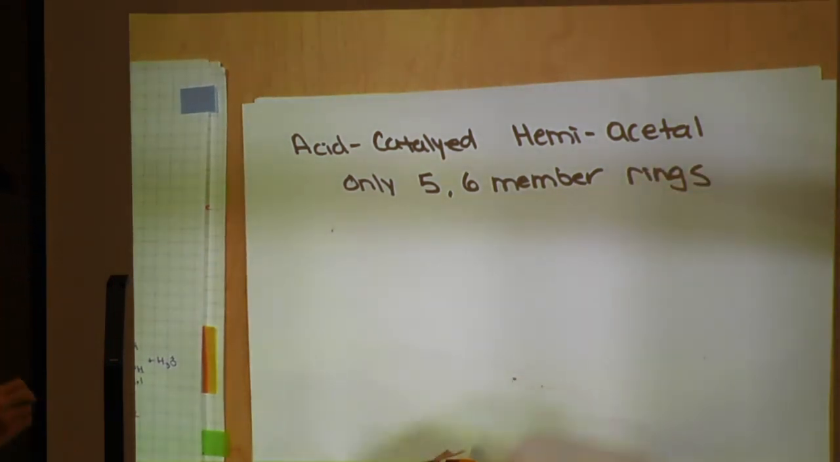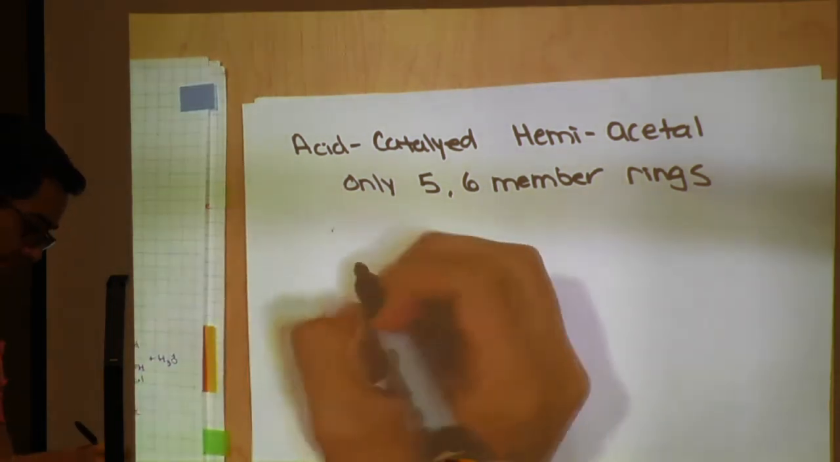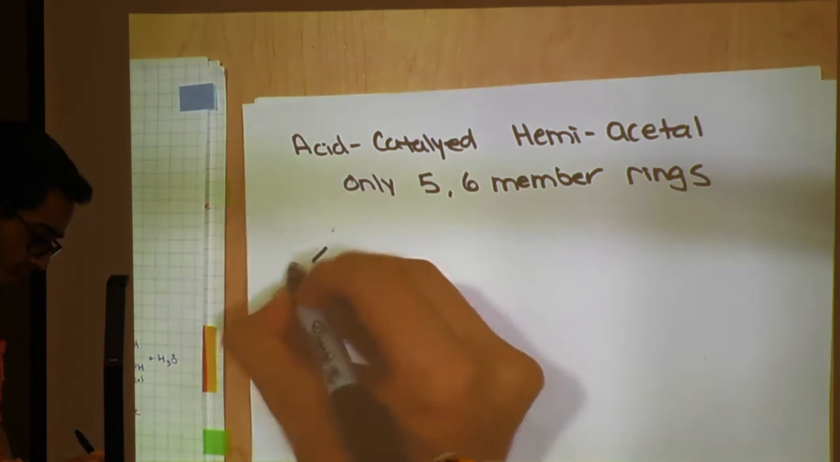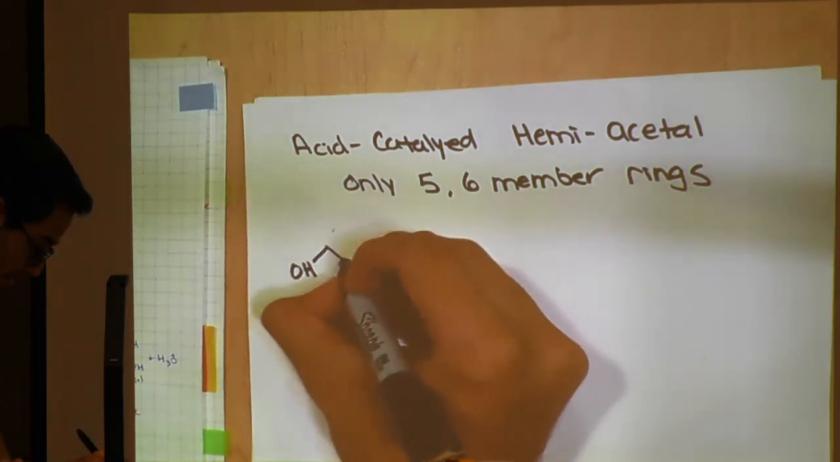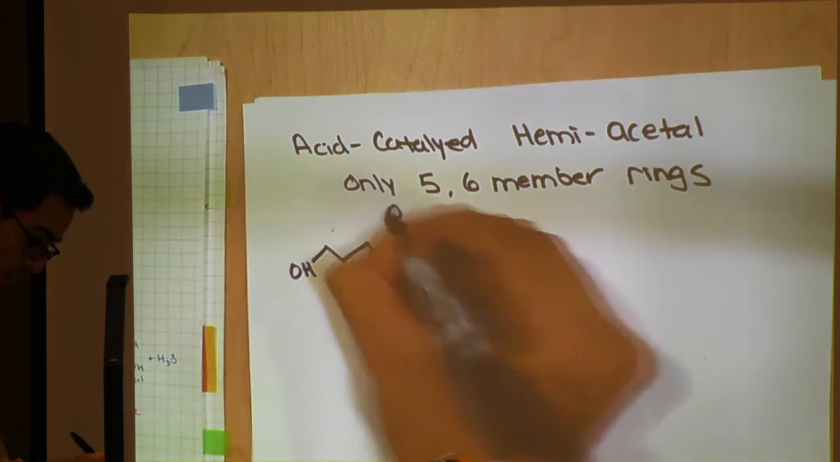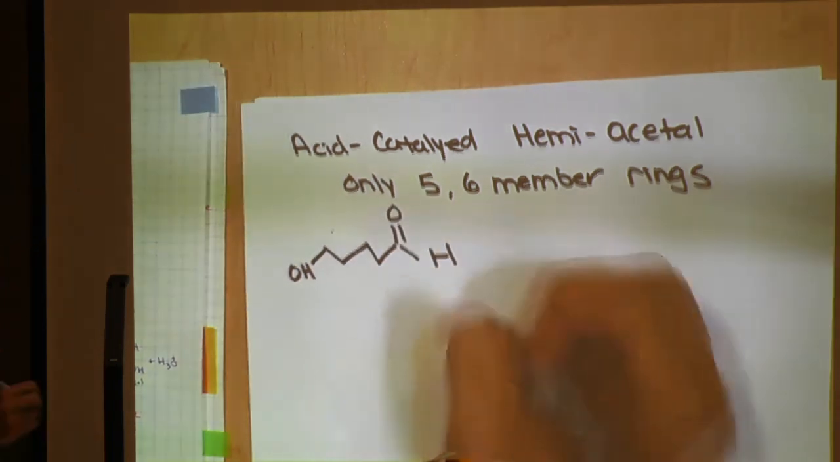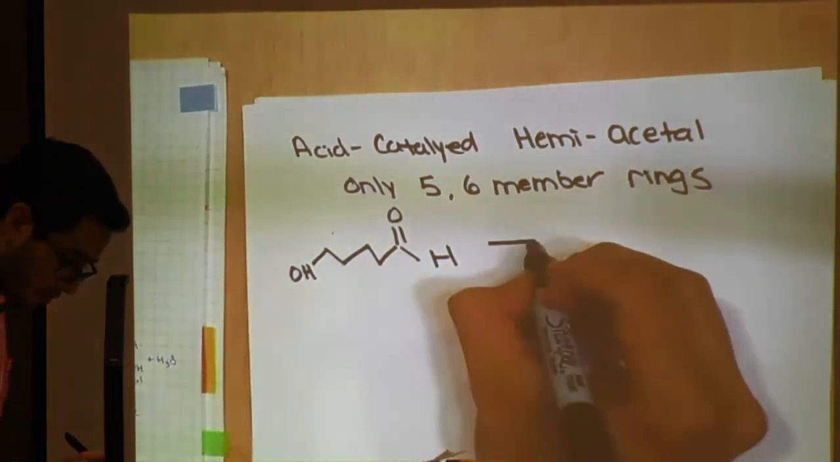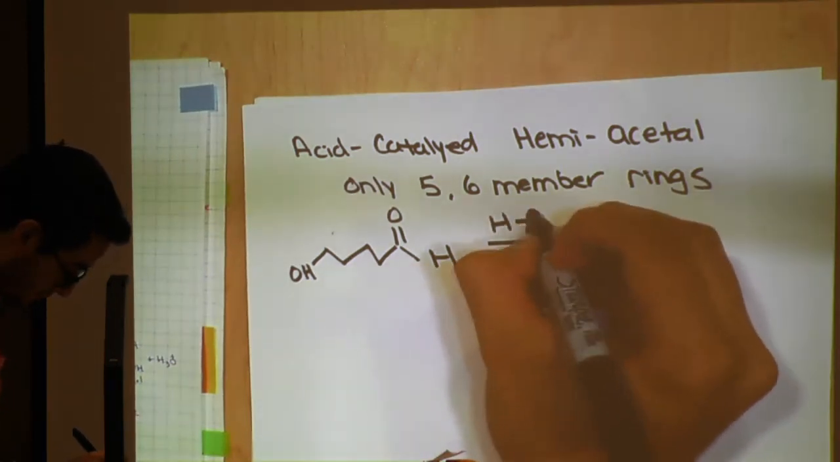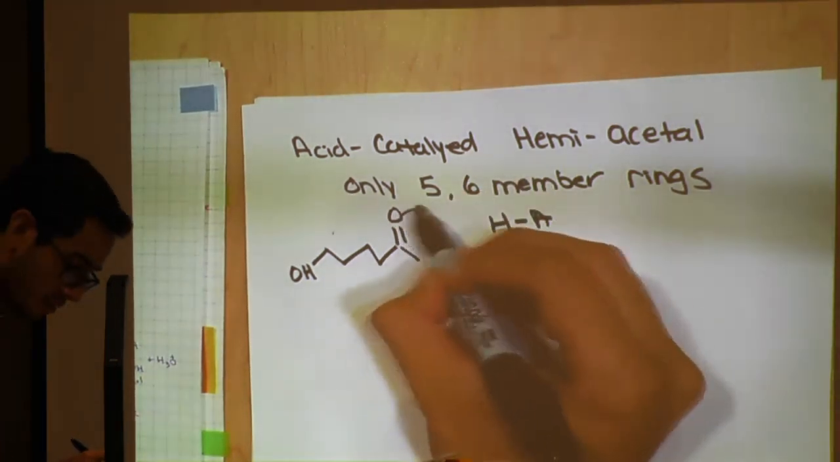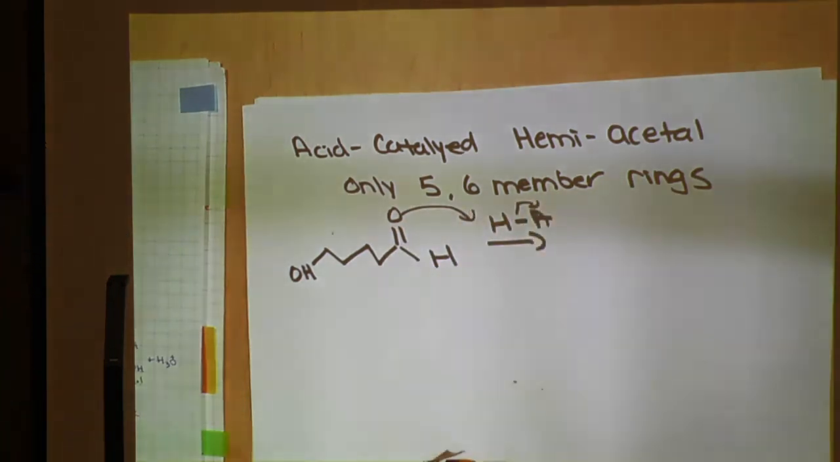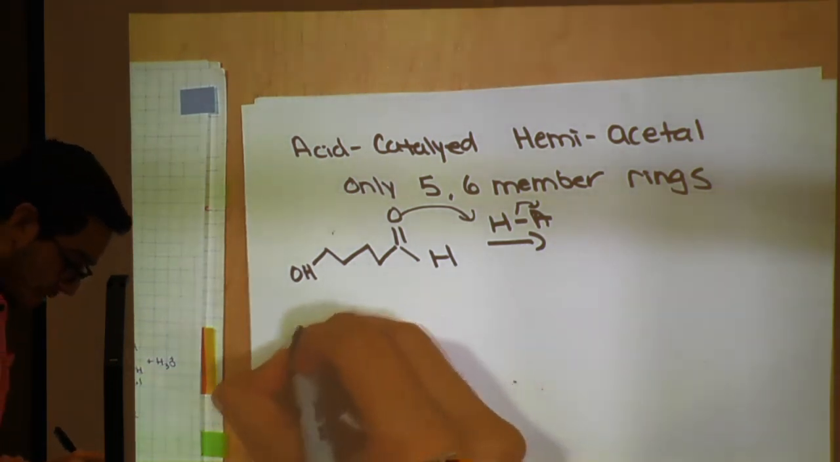And it's going to go ahead and close off the ring. Intramolecular can also happen if you have an aldehyde, but let me show you the acid catalyzed. So for example, if we have hydroxide, essentially what we're going to do is react that with an acid. And so this O is going to attach to that.